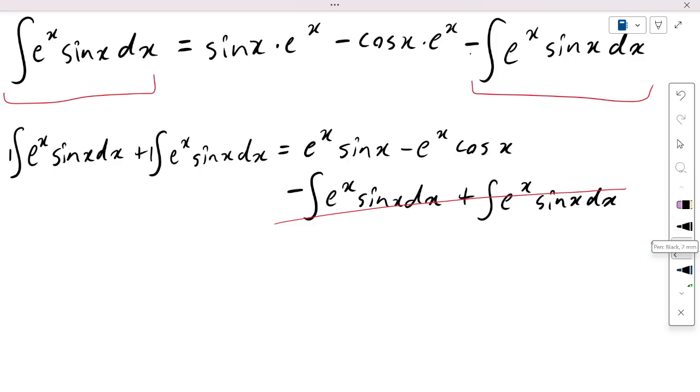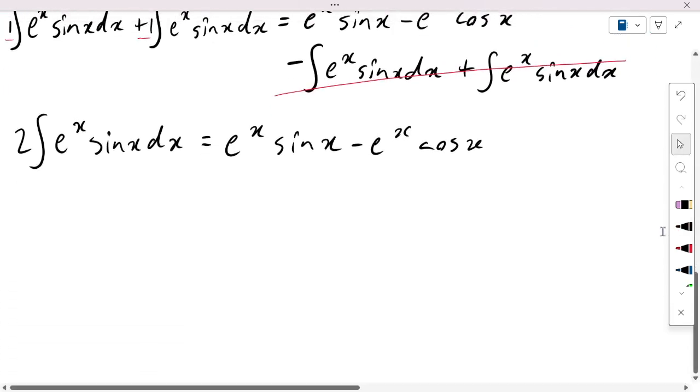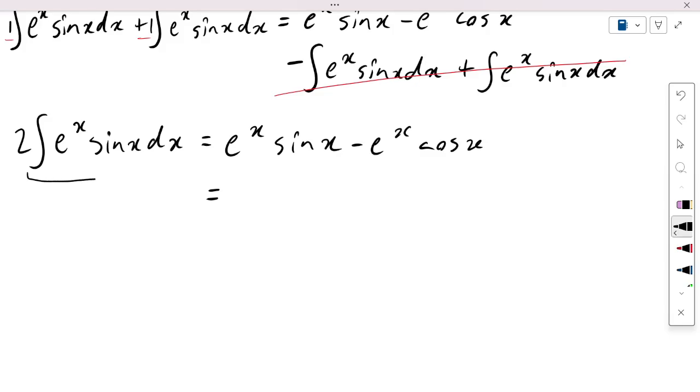And then guess what? Over here, because these are exactly the same, the constants will just add to each other, meaning we will have 2 times the integral of e to the power of x multiplied by sine of x with respect to x, which is just going to be equal to whatever is left. What we cancelled out is just gone. We're just left with e to the power of x multiplied by sine of x minus e to the power of x multiplied by cosine of x.